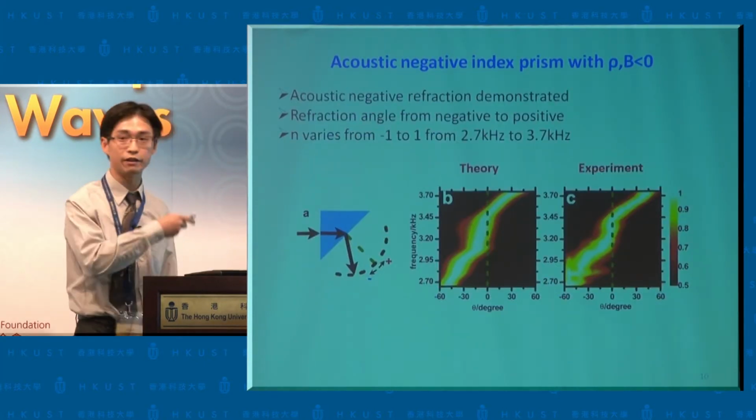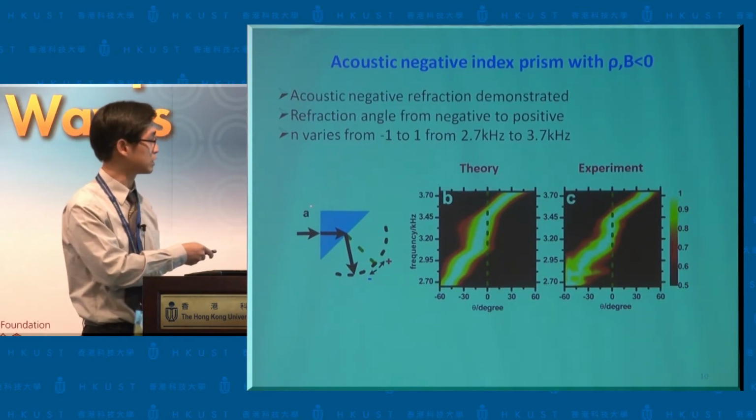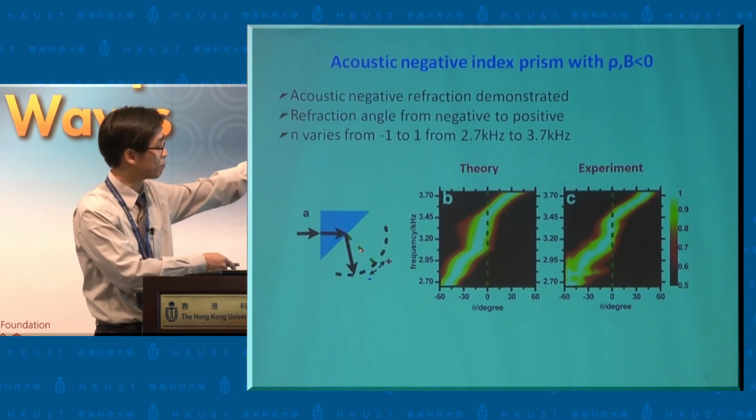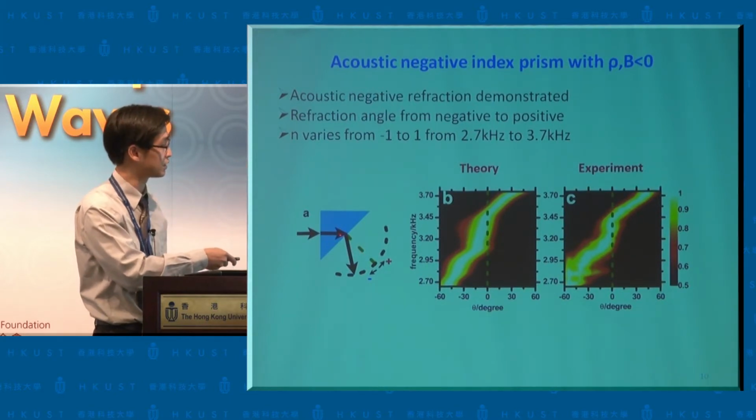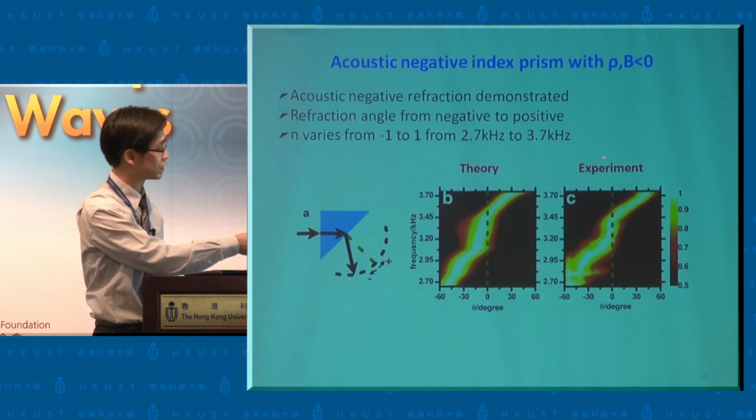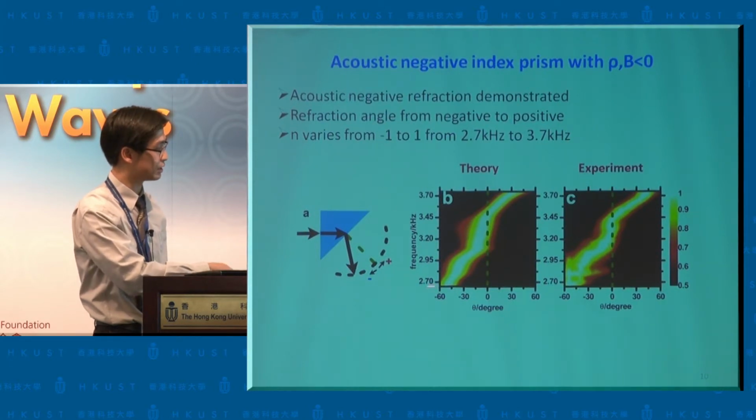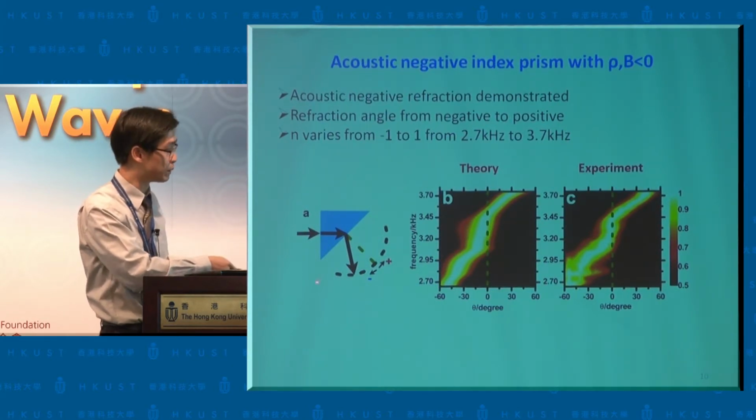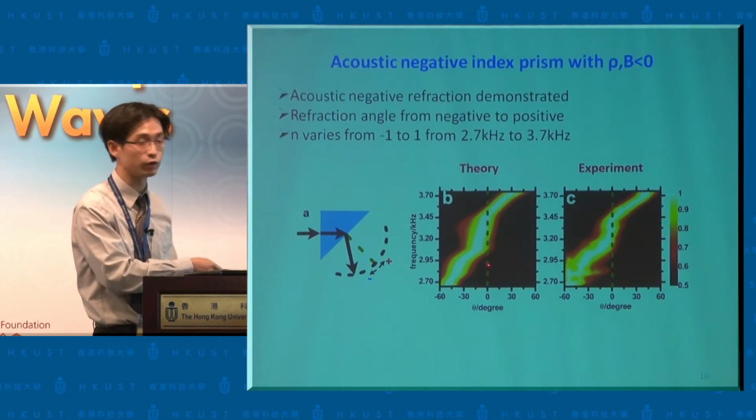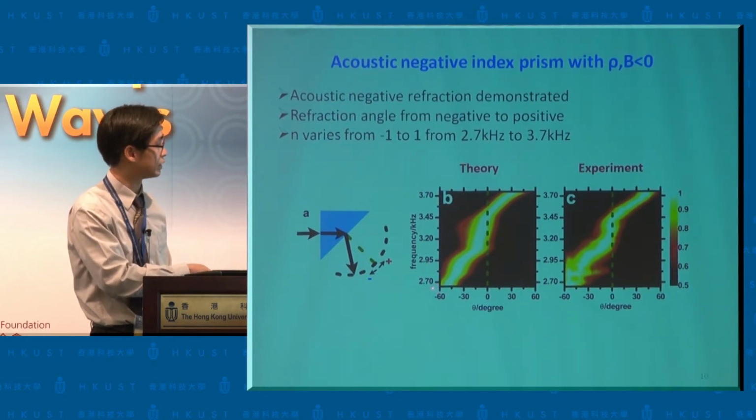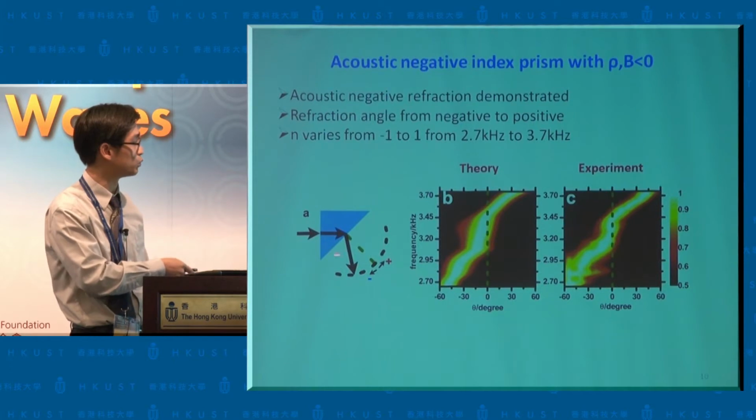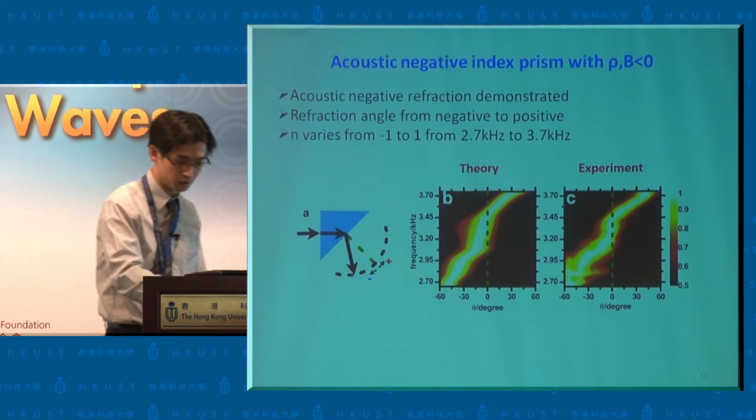Experimentally, we can scan through different frequencies. This is a schematic. One point here is that this green line is the boundary between the negative refraction, or negative index, and the positive refraction, corresponding to positive index. We measured this green line, also shown in this graph, theory and experiment. The y-axis is the frequency, and the x-axis is the angular information we measure from the exit beam. You see that the experimental results agree very well with the theory, and show that the refraction angle can vary from negative value to positive value in this range, corresponding to index -1 to 1 in this frequency range. So this is one example.